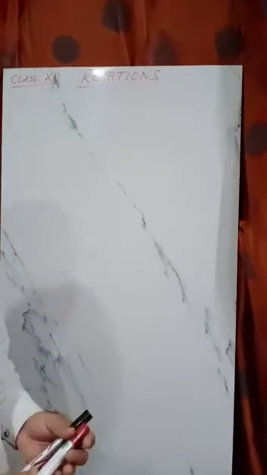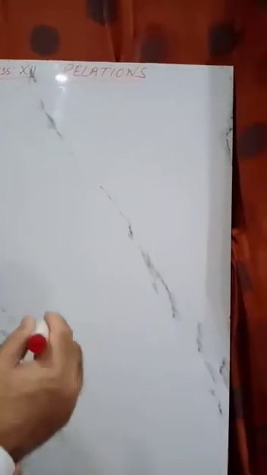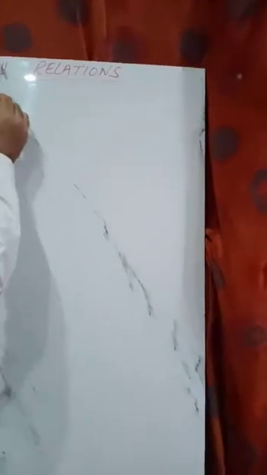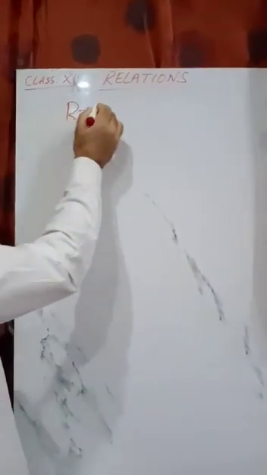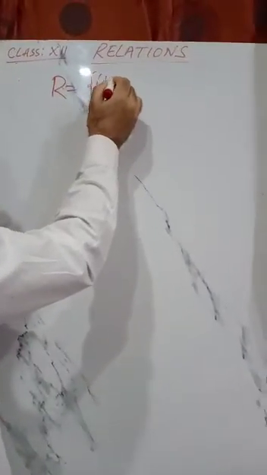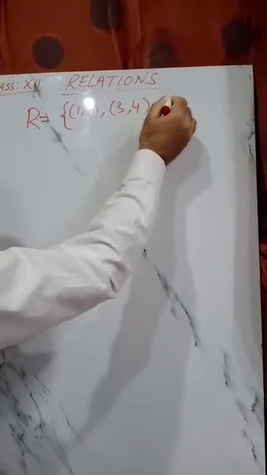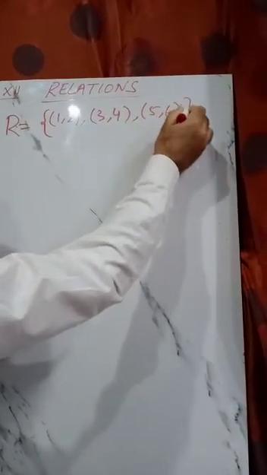So to make it more convenient and easier to understand, I am writing something here. So here I will write R is equal to {(1, 2), (3, 4), (5, 6)}.